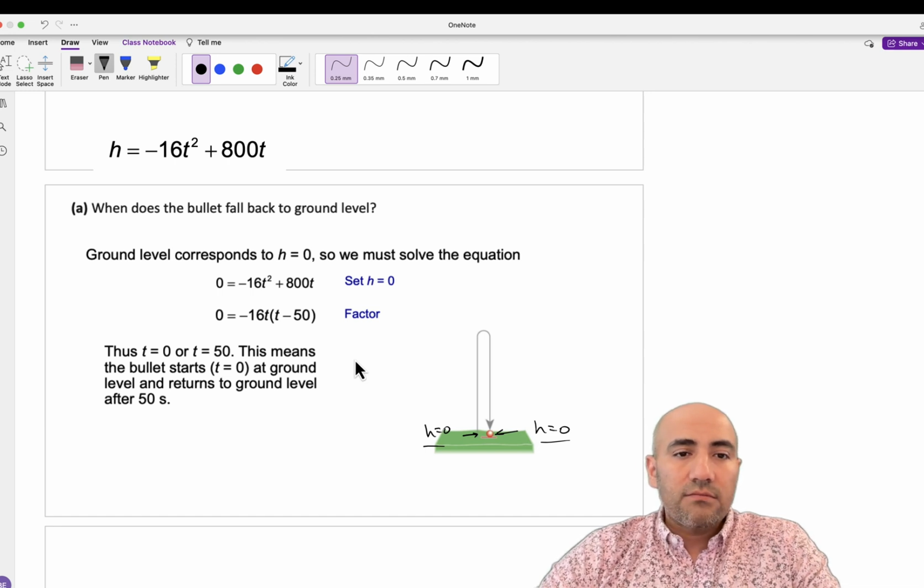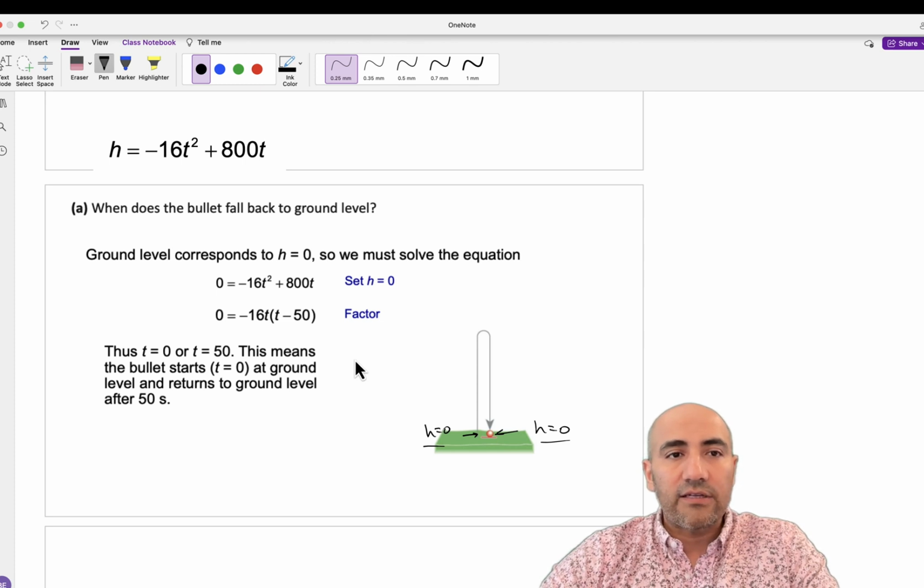Good. That's kind of surprising to me. I would have thought that would have taken longer, just kind of guessing. I would have thought it'd take longer for it to go up to some high value and come back down.